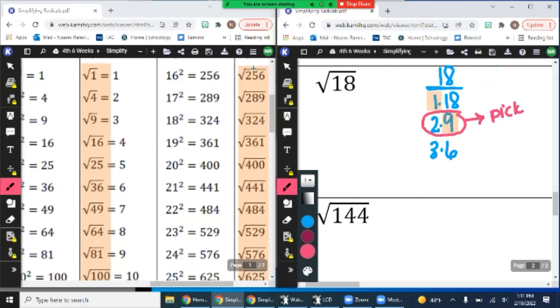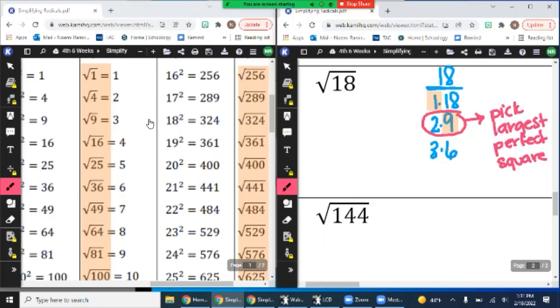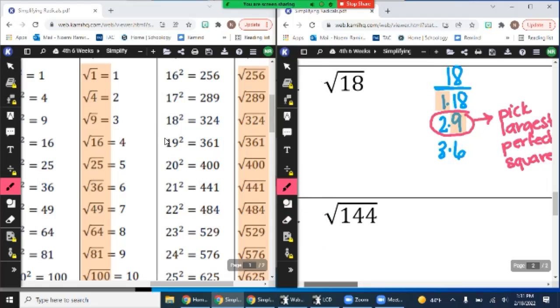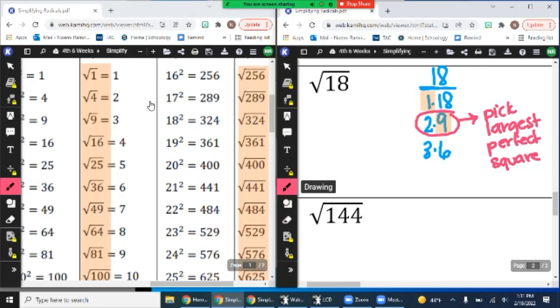Pick largest perfect square. You're always going to pick your largest perfect square. So in this topic, it's very, very important that you write all of the factors, not just some of them, okay? You want to pick the largest perfect square.